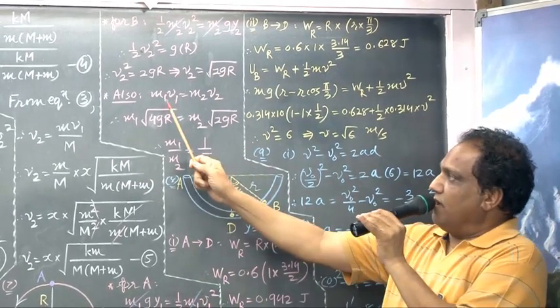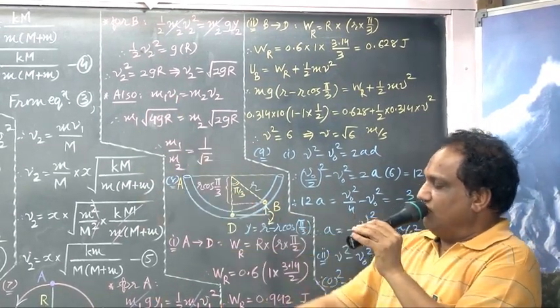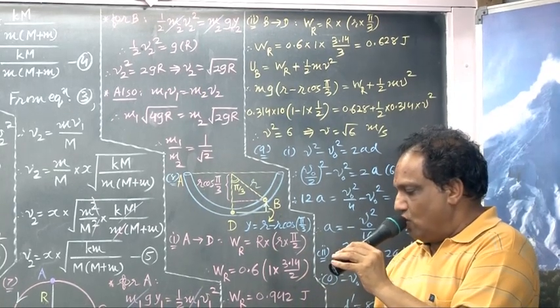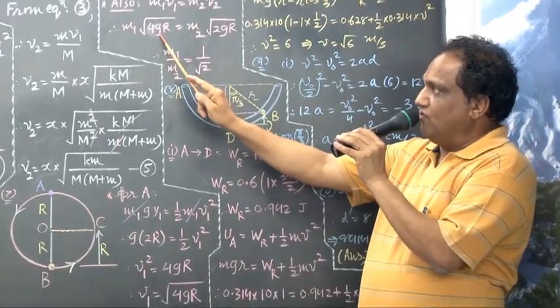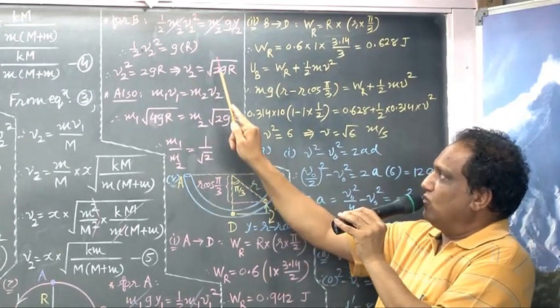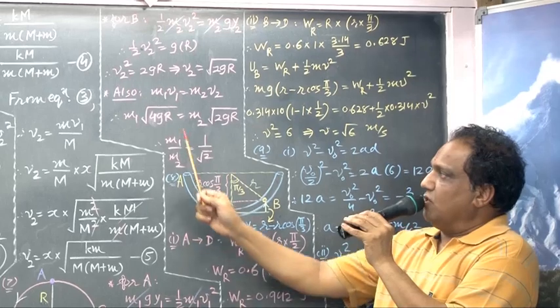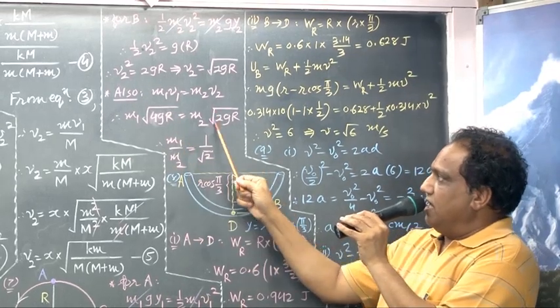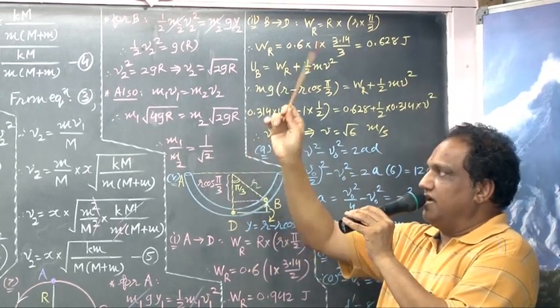Fine. Now m1 as it is. What about v1? v1 we have obtained: under root 4gr. m2 as it is. What about v2? v2 is under root of 2gr. Now, under root of gr from both the sides gets cancelled.